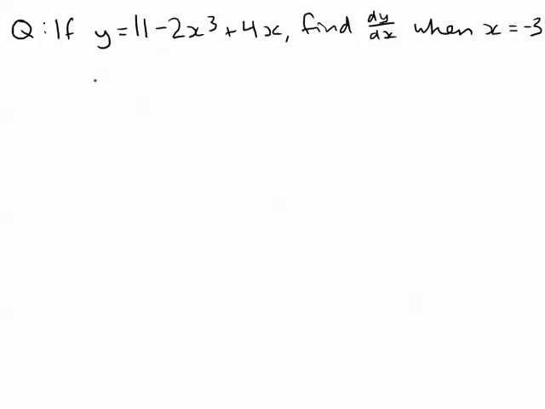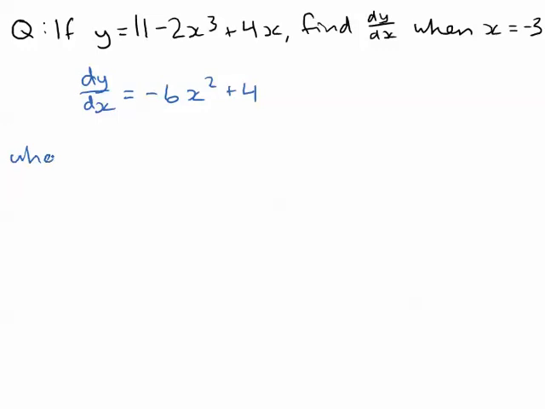So if y is equal to this, then we're going to write dy by dx equals, and now we have to differentiate it. First of all, 11 when we differentiate just gives us 0, so we can ignore that. And then negative 2x cubed, the 3 multiplies in front, so we get negative 6x squared. And then 4x differentiates to just plus 4. So this is what our dy by dx is. And we have to find dy by dx when x is equal to negative 3.